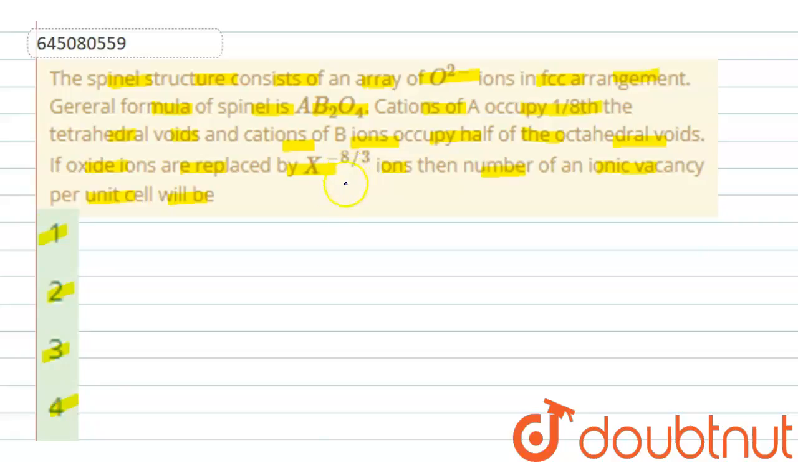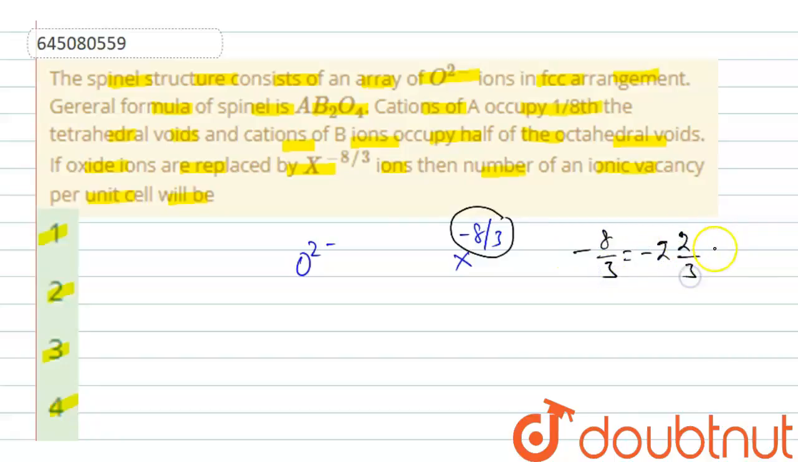Now here you have to see, the ions to be replaced are oxide ions, and the ions which will replace oxide ions are X to the power minus 8/3. Therefore, the charge on this ion is minus 8/3. Minus 8/3 means minus 2.67, which is greater than minus 2, the charge on oxygen. Therefore, it clearly shows that when we replace oxide ions by this, we will get anionic vacancy.